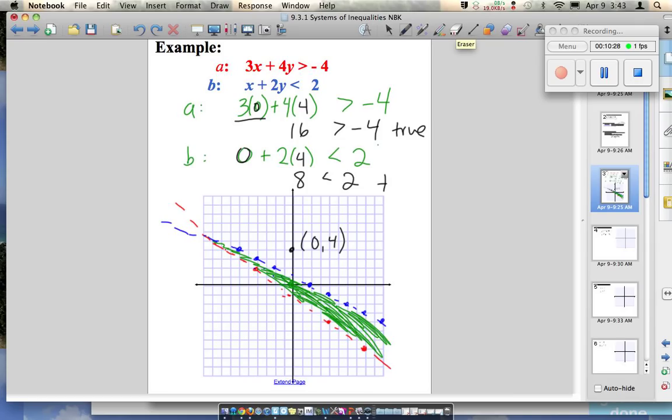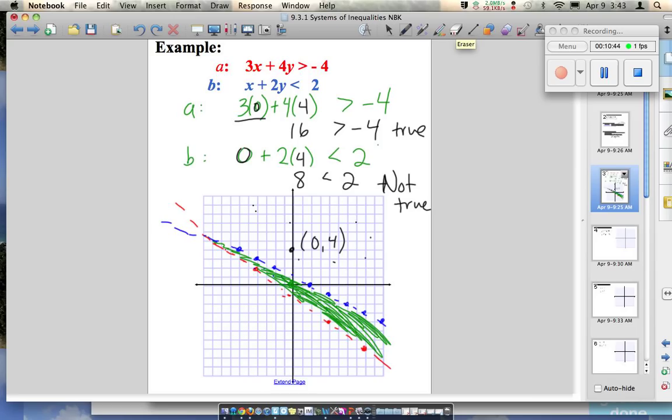That is not true. So I know this is not a solution. So that black region that we would call maybe the region above, up here, is not a solution region because one point did not work. Okay, and I can continue testing.